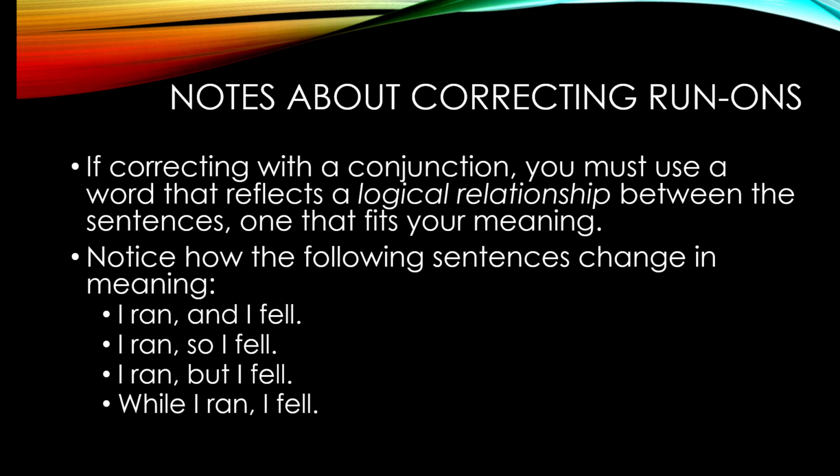I ran, so I fell. The running caused the falling. I ran, but I fell. There's an opposition there. Somehow the falling stopped the running. While I ran, I fell. They're happening at the same time. So even though the subjects and verbs are the same, the conjunction word changes the meaning just slightly. So you have to make sure you're choosing the right relationship word.